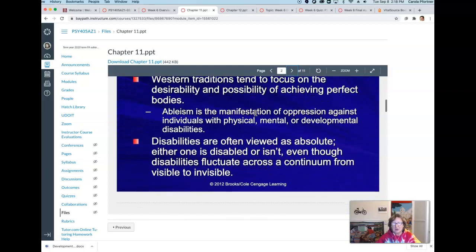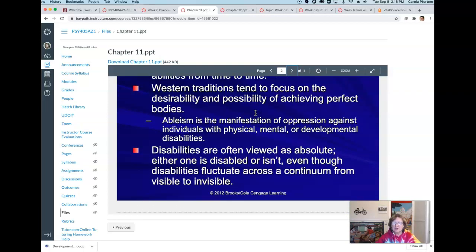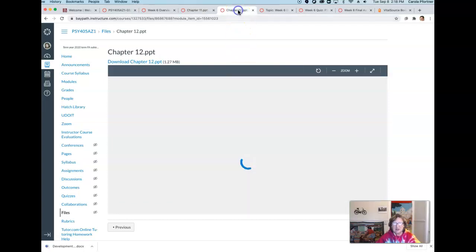So we are faced with what is called ableism, which is a manifestation of oppression against individuals with physical, mental, or developmental abilities. And these disabilities are often seen as absolute, although there is a big range of disabling conditions. So you can find some more information here on this.